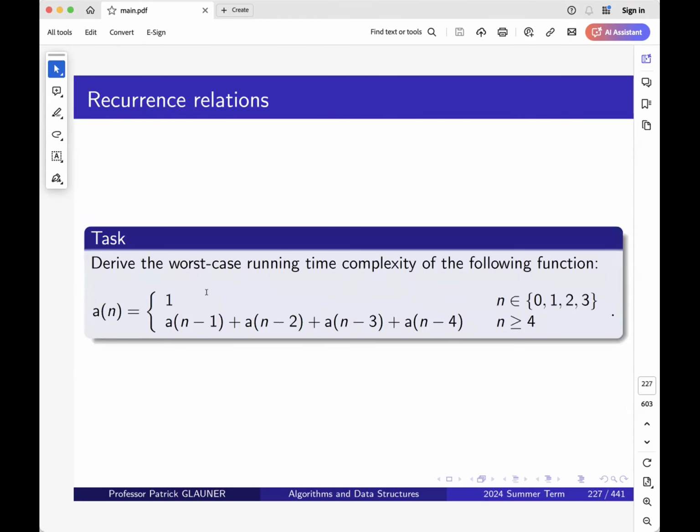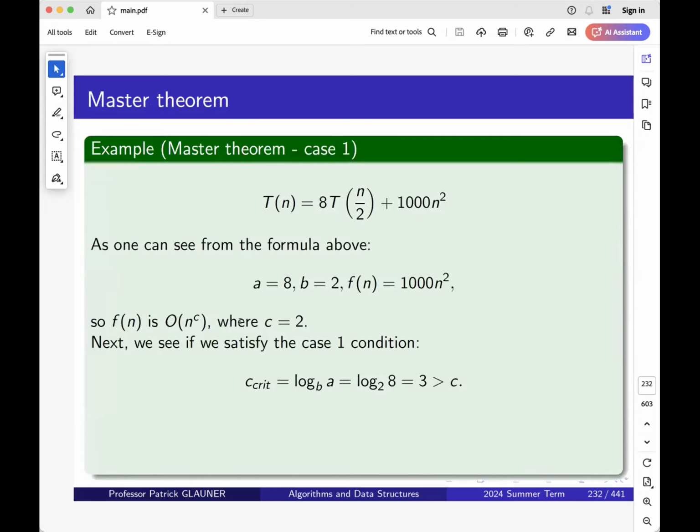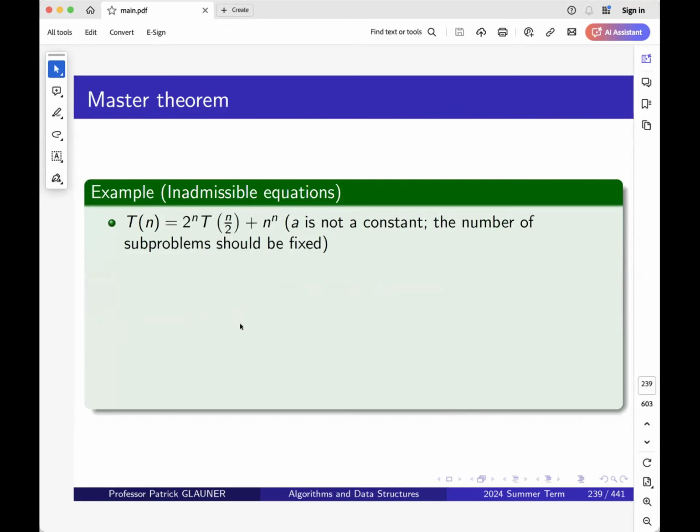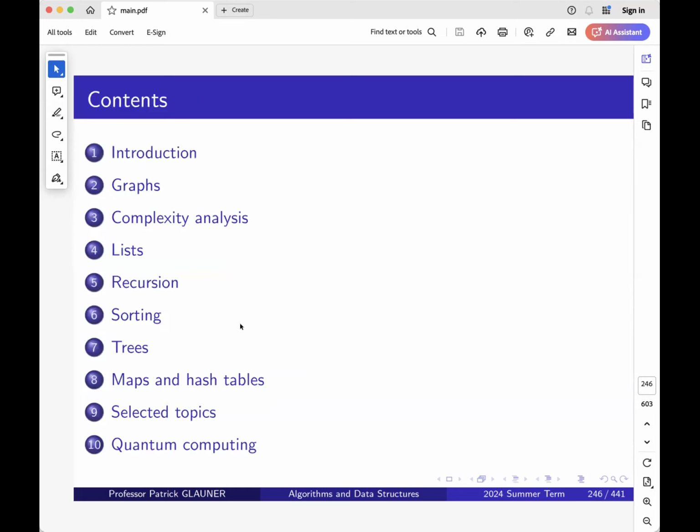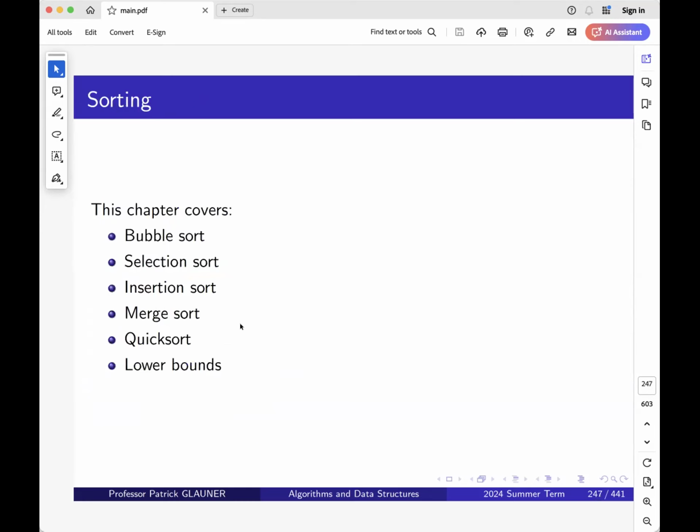And also this one here, it's a more complex one. If you practice them very well, I think you have a good understanding of how to determine the running time complexity of recursive algorithms. And next week, with all this knowledge of recurrence relations, O complexity, and recursion, we can then continue with sorting.